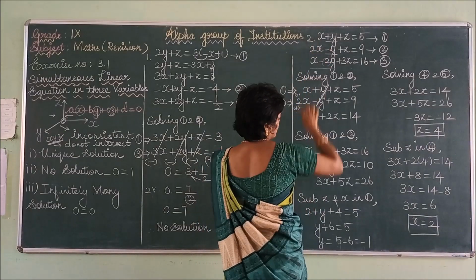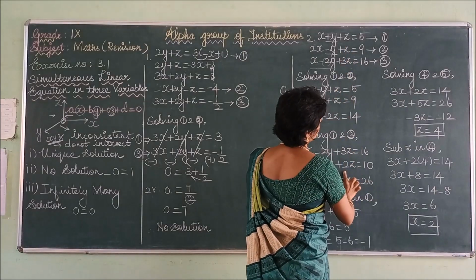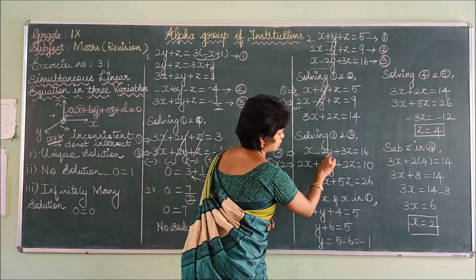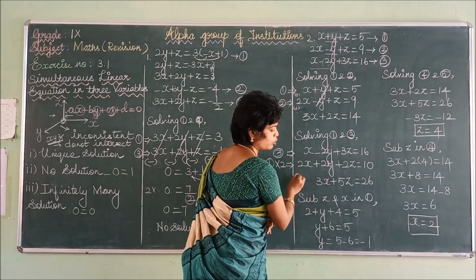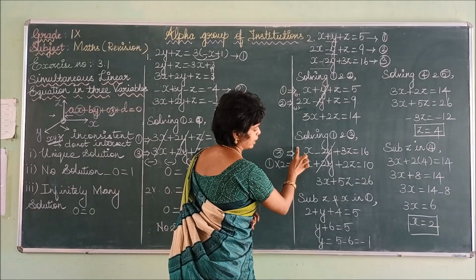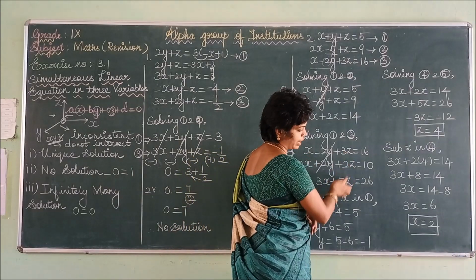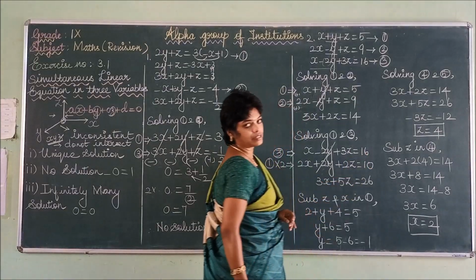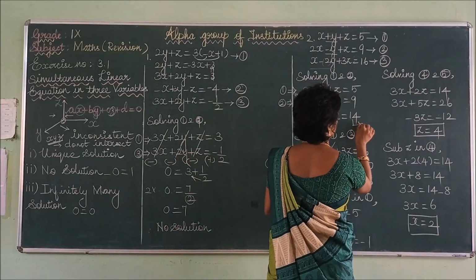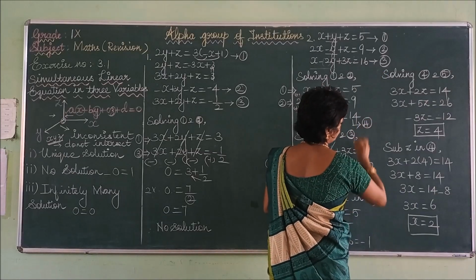So 2 into x is 2x, 2 into y is 2y, 2 into z is 2z, 5 2s are 10. Now check this. This is negative and this is positive, without changing the sign it will get cancelled. So both are positive, you can write 1 plus 2 is 3, 3x. 3 plus 2 is 5, 5z. 16 plus 10 is what? 26. So now take this one as the equation we have written. Consider this as the fourth equation.